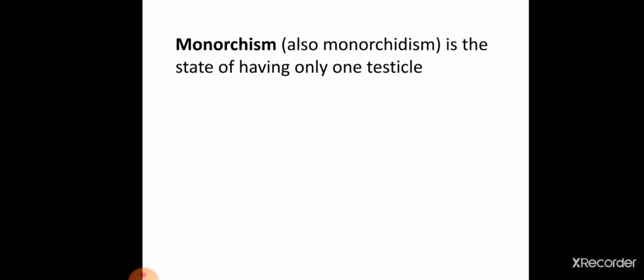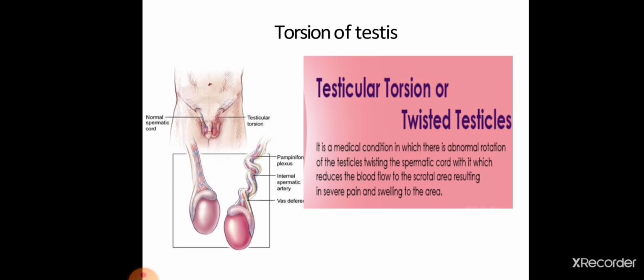Then monorchidism. It is the state of having only one testicle. Only one testis is present in the males. Then torsion of testis, that is twisted testicles. It is a medical condition in which there is abnormal rotation of the testicles, twisting the spermatic cord, with which it reduces the blood flow to the scrotal area, resulting in severe pain and swelling to the area.